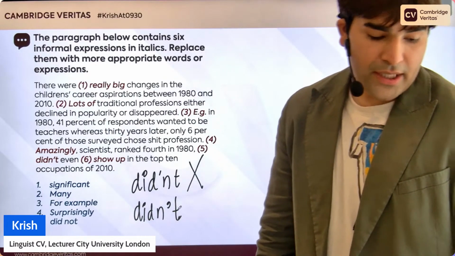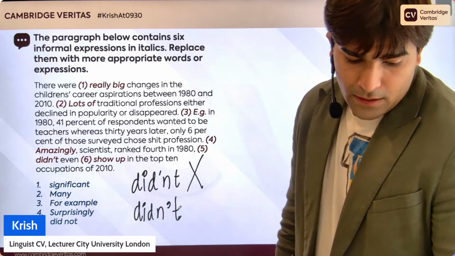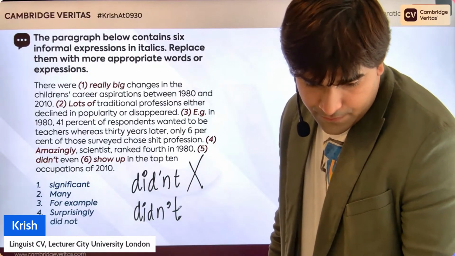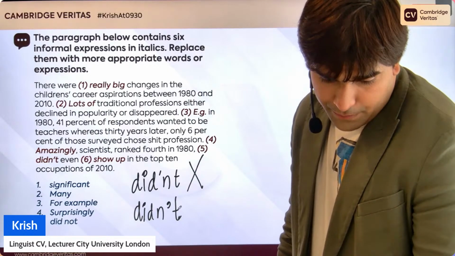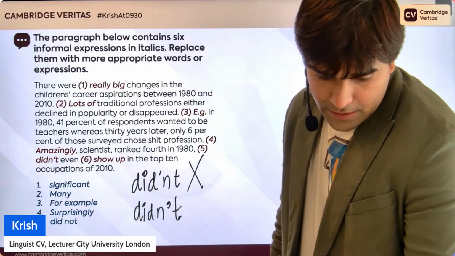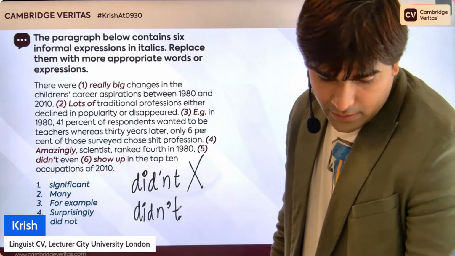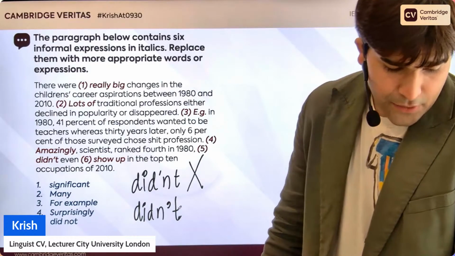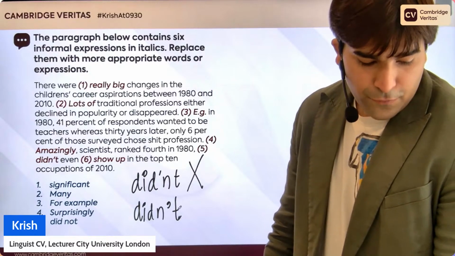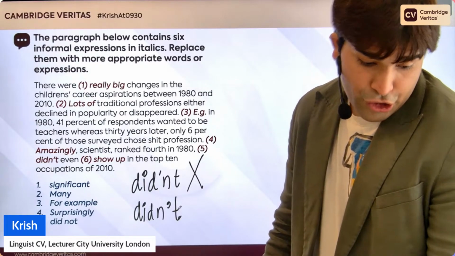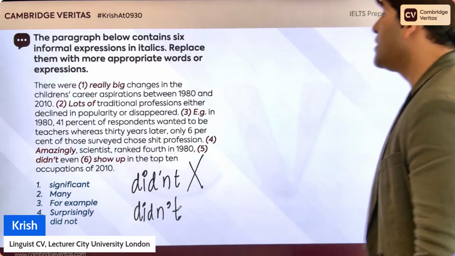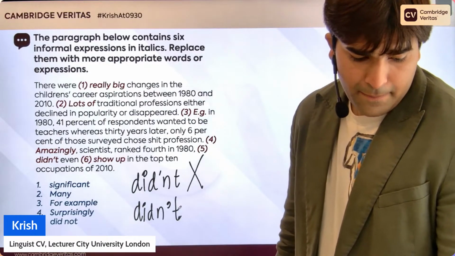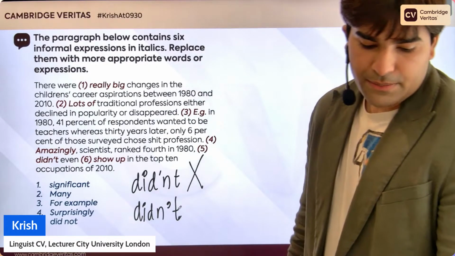Okay, number 6. Show up. Divya says appear. Yes, Hansini, you're right. Appear, okay. Thank you, Nana. Watch for spelling though. See if it is fitting the context or no. I'll read the sentence for you. Surprisingly, scientists ranked 4th in 1980 didn't even show up in the top 10 occupations of 2010. Didn't even show up. So that's how it's called. Didn't even appear. Okay. I have also written appear.